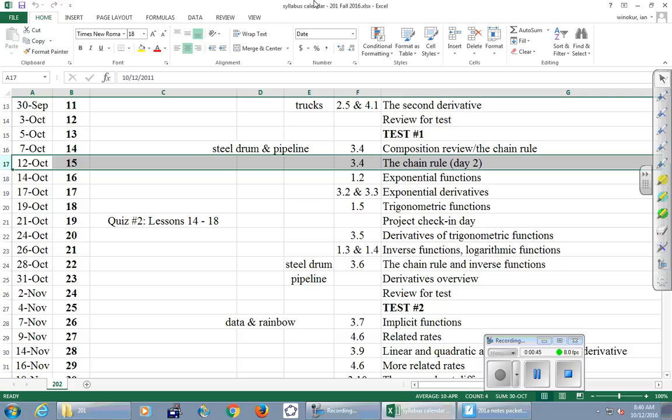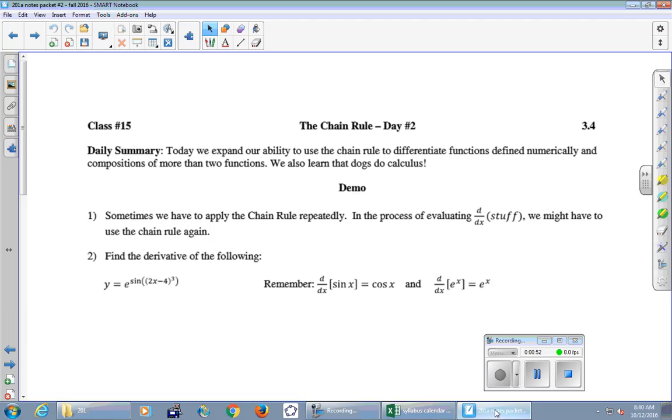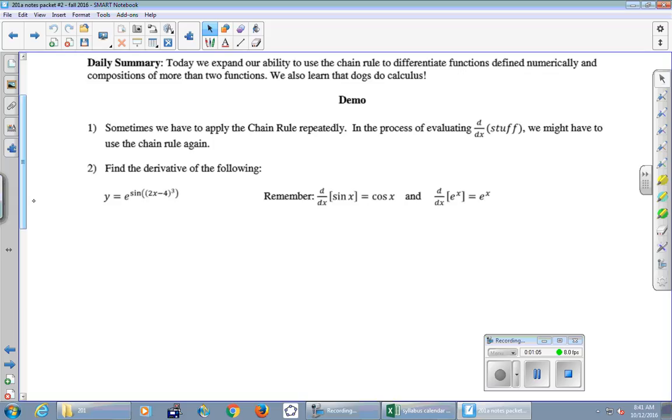Okay, then let's jump in here on page 8 to our second day of chain rule. Daily summary. Today, we expand our ability to use the chain rule to differentiate functions defined numerically and compositions of more than 2 functions. We also learned that dogs do calculus. Start with number 1 here.